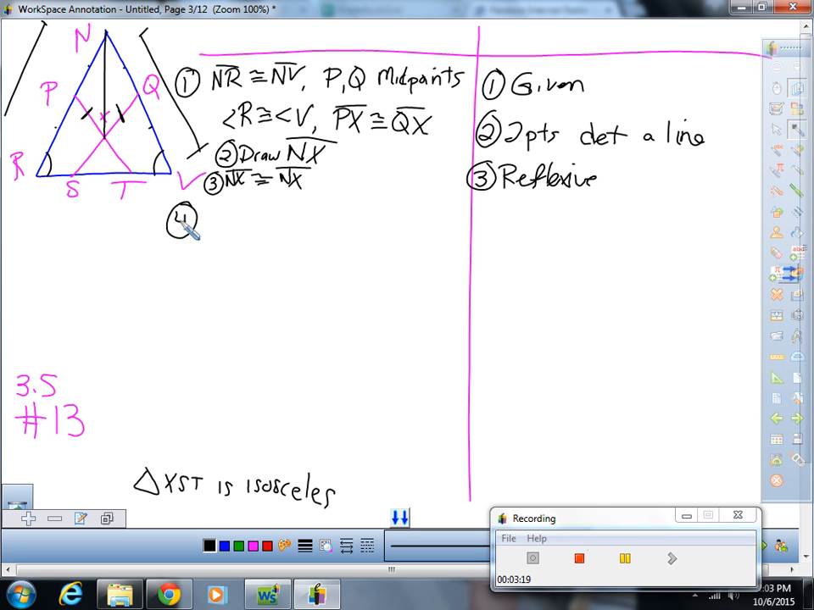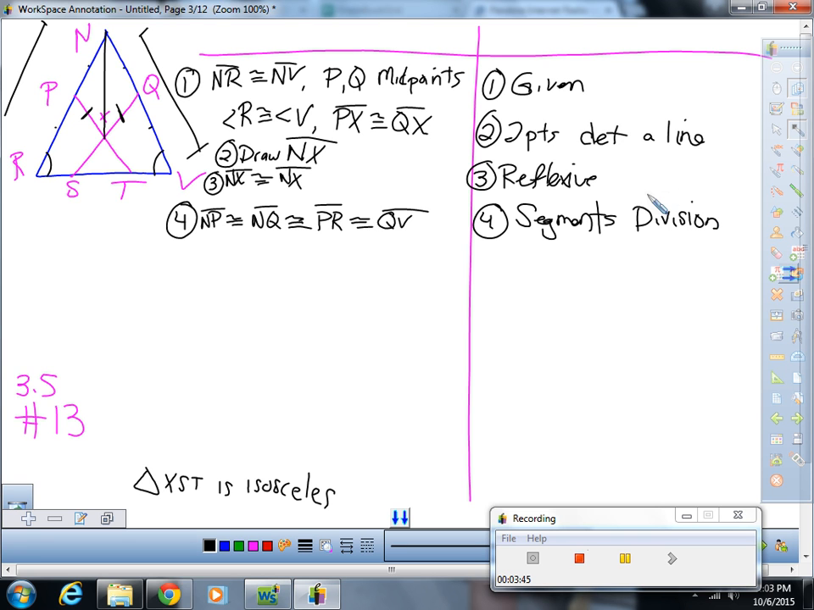Now I'm going to say that NP is congruent to NQ, is congruent to PR, is congruent to QV, and that's going to be my segments division. If I have two congruent segments and I bisect each segment, then the resulting segments are all also congruent. All right, so now I've got this established.